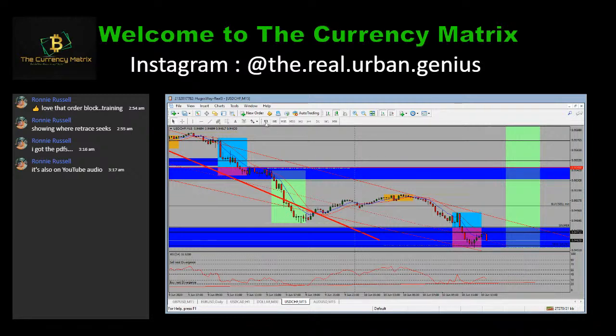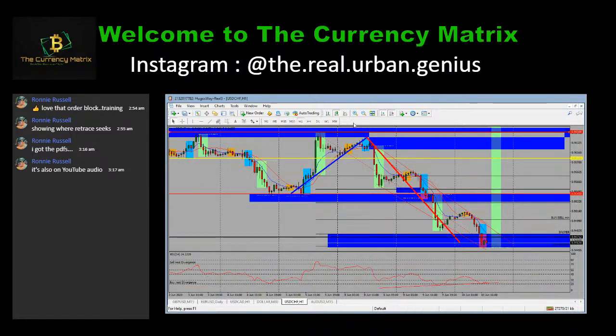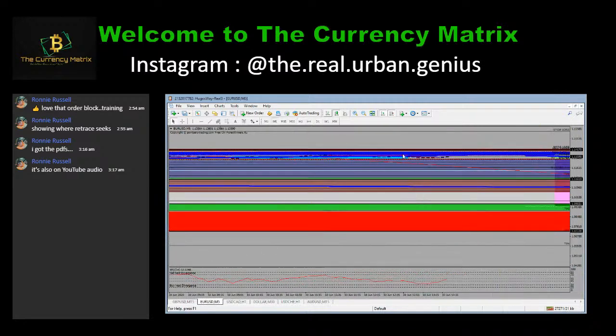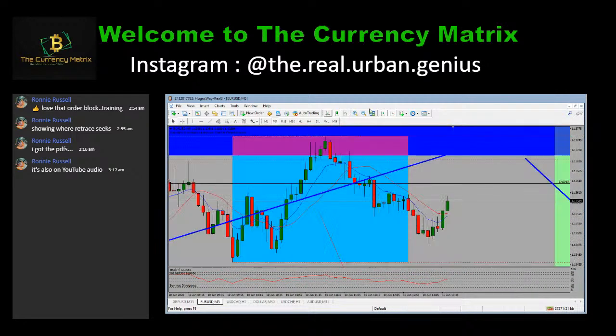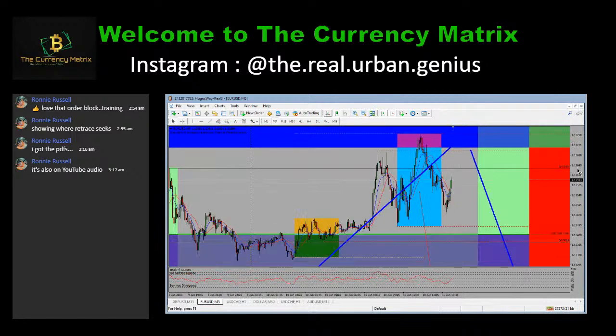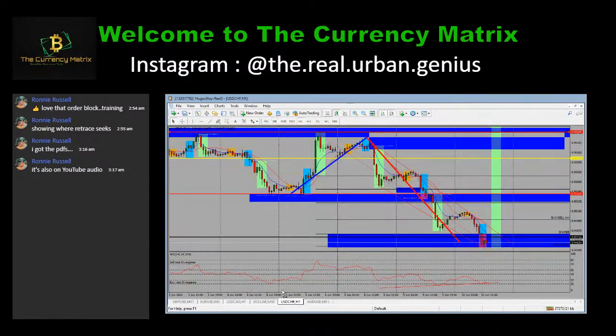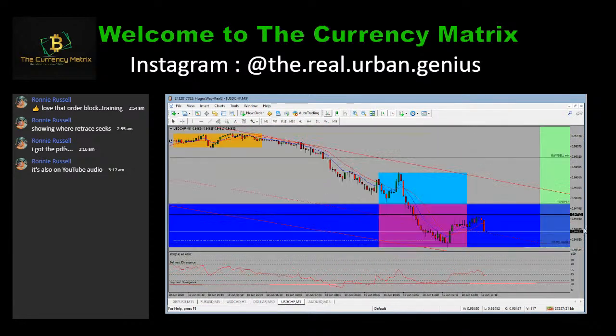I do see this retrace right now on the USD CHF. When's the next? Okay, we got 4 minutes for that next 15-minute candle comes in.